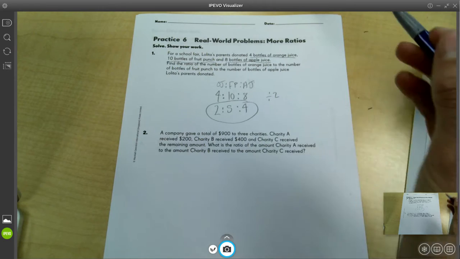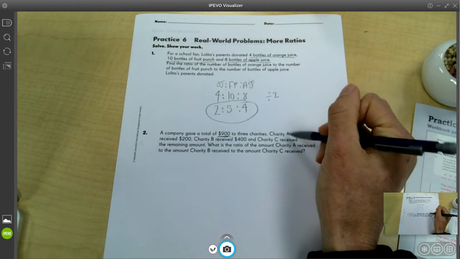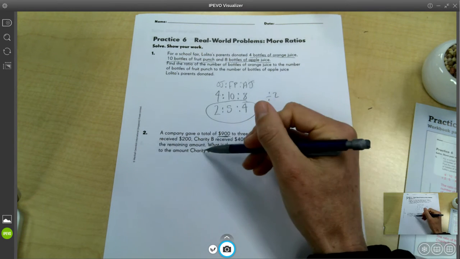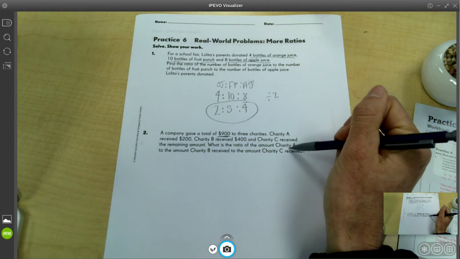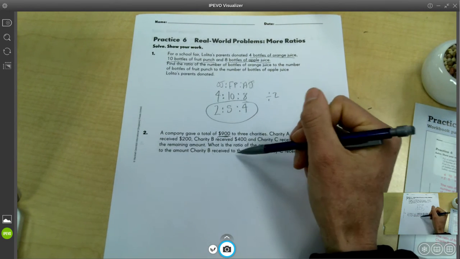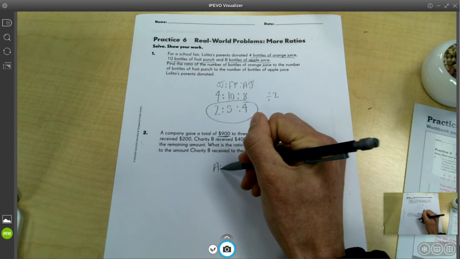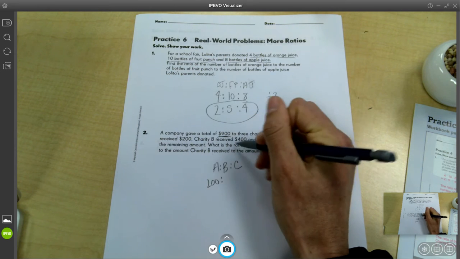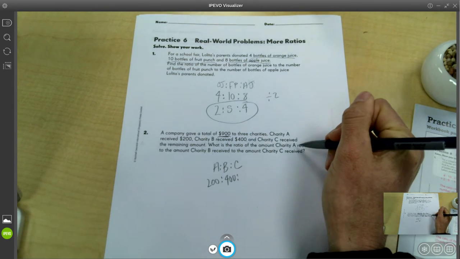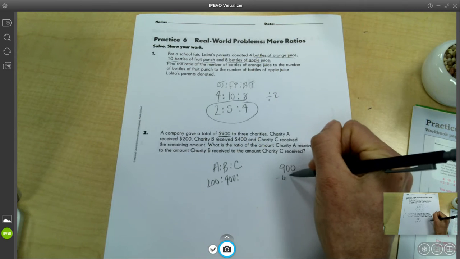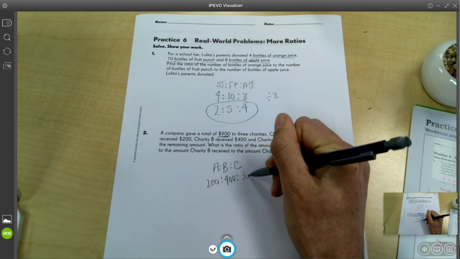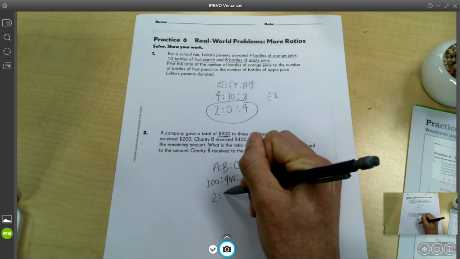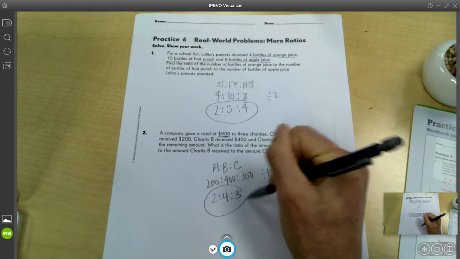All right, a company gave a total of $900 to 3 charities. Charity A received $200, Charity B received $400, and Charity C received the remaining amount. What is the ratio of the amount Charity A received to the amount Charity B received to the amount Charity C received? So I'm looking for A to B to C. I know A is 200. I know B is 400. And C is 900 minus this, which is 600, giving me 300. Those are each divisible by 100, which gives me 2 to 4 to 3. Simplest form.